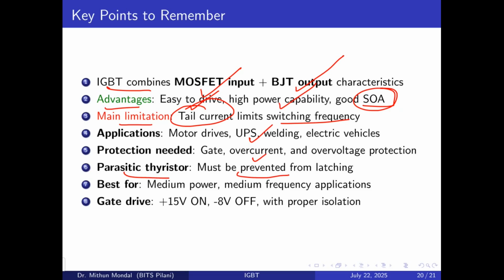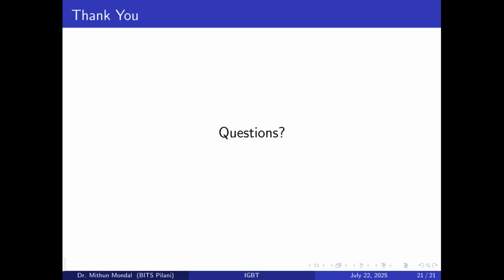The IGBT is best for medium power, medium frequency applications, and a gate drive circuit is required, with a voltage of plus 15 volt in the on state and minus 8 volt in the off state for proper isolation. So this was the summary of the IGBT power semiconductor device. So we have covered the BJT, MOSFET, and IGBT. In the next lecture, we are going to focus on the thyristors, its structure, operation, and principle. Thank you.